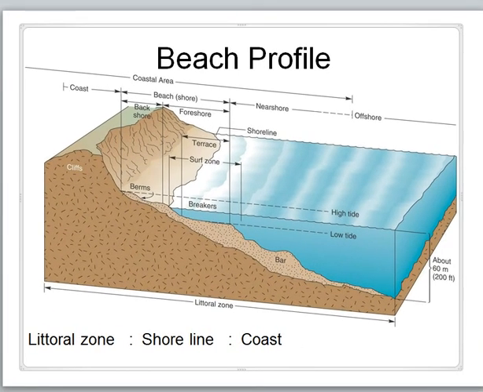When we look at a beach, there are ways to talk about the beach in terms of the whole profile. So the littoral zone is that area from about 200 feet below the water surface, kind of the area where surface waves no longer mix with the ocean bottom, all the way back to the highest area of coastal processes. So that's called the littoral zone.